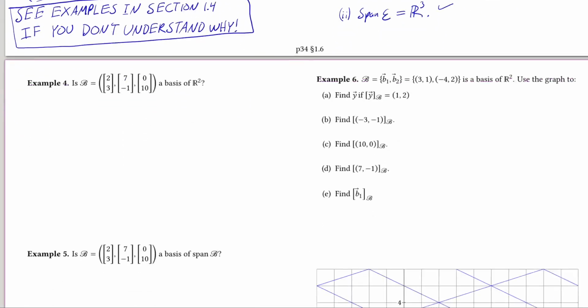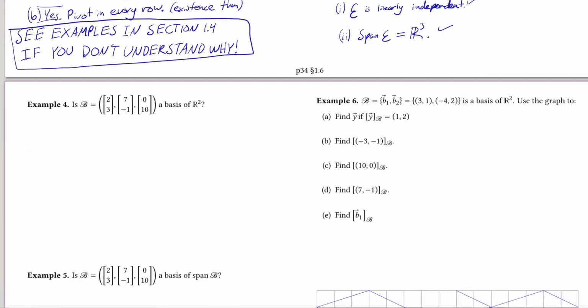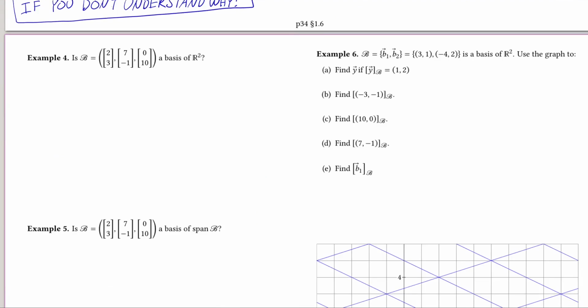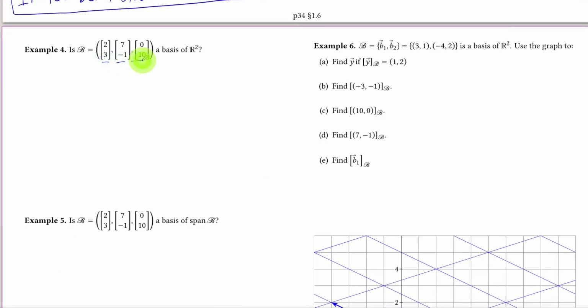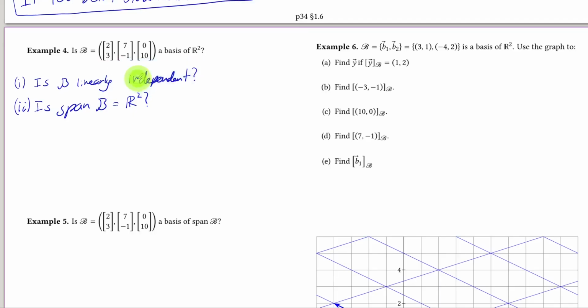Let's look at a few more to get an idea of this. Here's example 4. We've got this list of 3 vectors. Is that a basis of R2? In other words, is B linearly independent? And is the span of B equal to R2? I'll tell you the answer in 3, 2, 1.